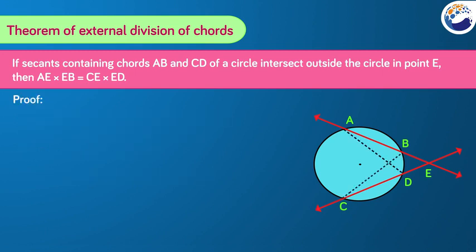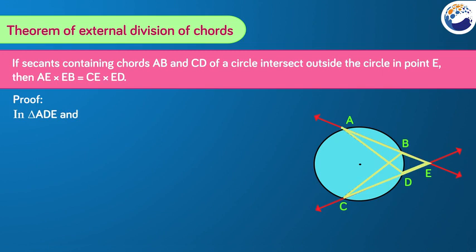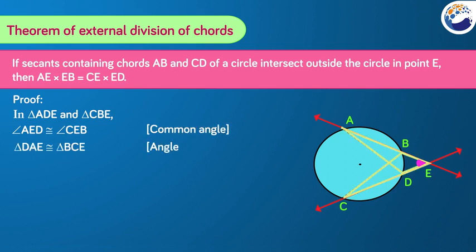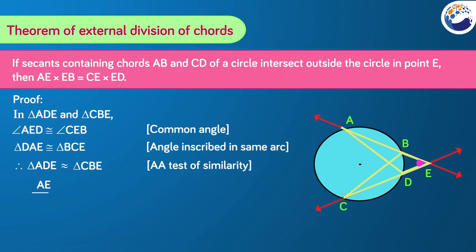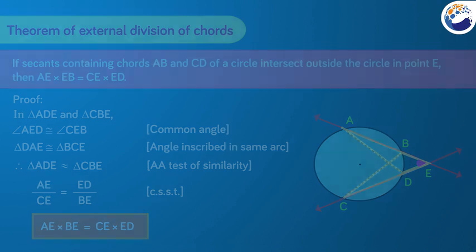Proof: in triangle ADE and triangle CBE, angle AED is congruent to angle CEB, common angle. Angle DAE is congruent to angle BCE, angles inscribed in the same arc. Therefore, triangle ADE is similar to triangle CBE by angle-angle test of similarity. AE upon CE is equal to ED upon BE, corresponding sides of similar triangles. Therefore, AE into BE is equal to CE into ED.